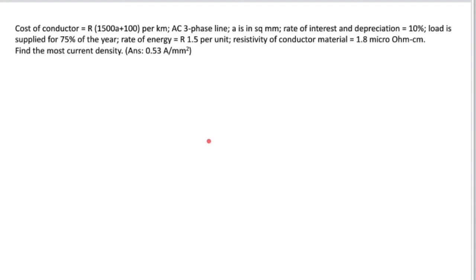Now, from the cost of interest and depreciation, you take only the part that has A in it. So it's 150A times 0.1. Did you get it?